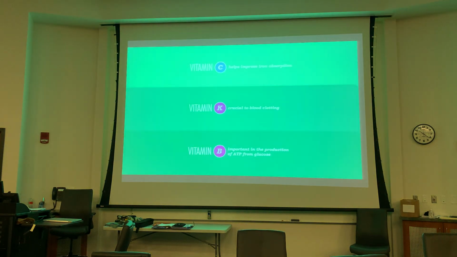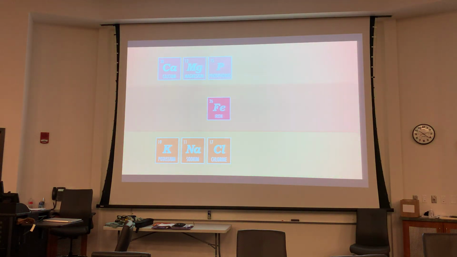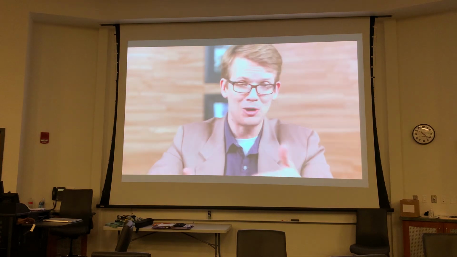Vitamin C, for example, helps improve iron absorption, while vitamin K is crucial to blood clotting, and some B vitamins are important in the production of ATP from glucose. Minerals, like vitamins, don't provide fuel, but they have all sorts of other functions. Calcium, magnesium, and phosphorus harden bones and teeth, while iron is, of course, crucial in hemoglobin. Plus, potassium, sodium, and chlorine help maintain your body's pH balance and are used in action potentials. So water, vitamins, and minerals are all necessary.